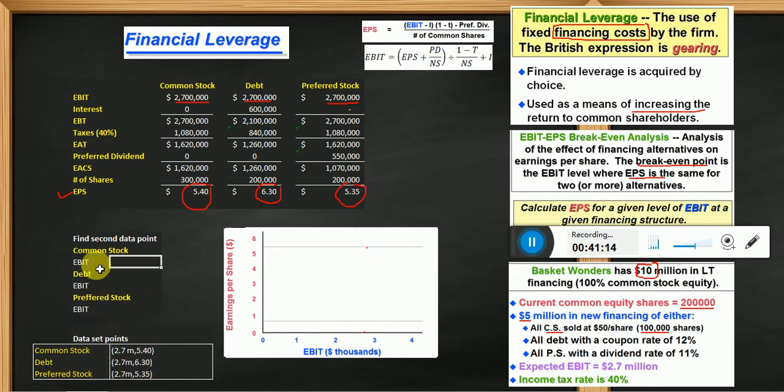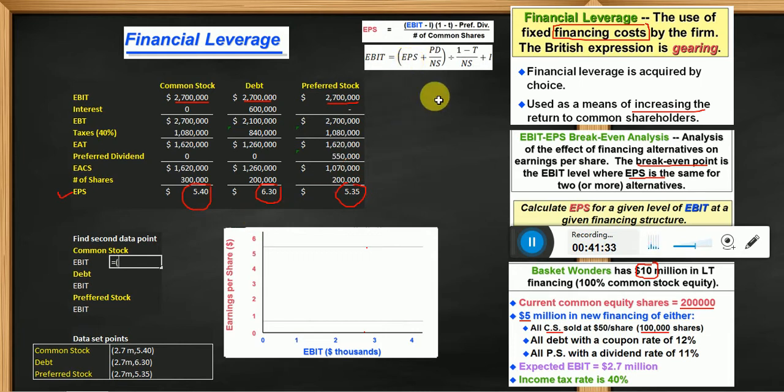So first we try to find the EBIT. If you find it for EBIT, we are using this formula which is given here. In this formula, first we have the equal sign, and after the equal sign we start the bracket, and then we have earning per share. And how much is earning per share?